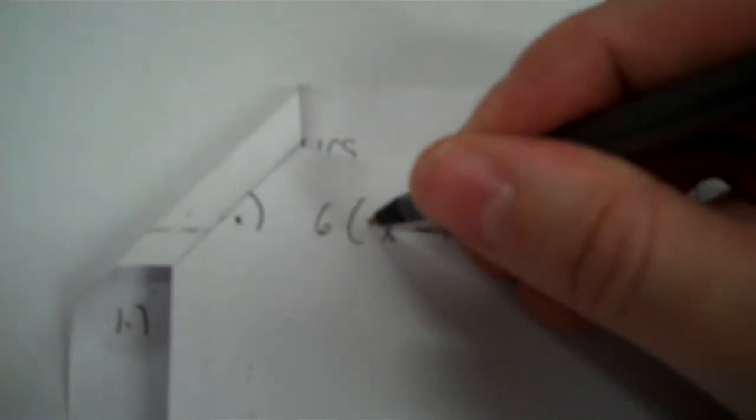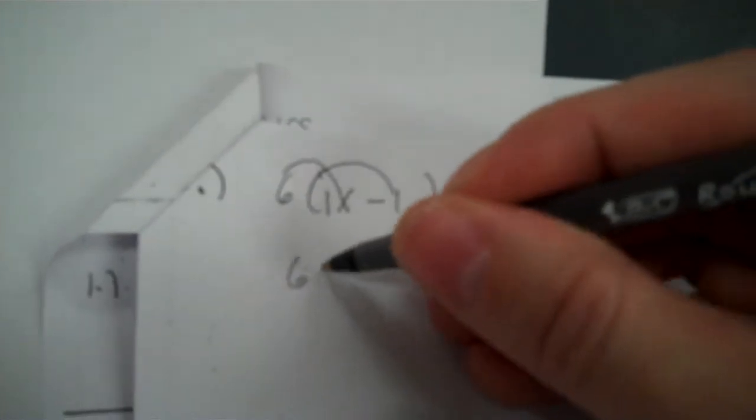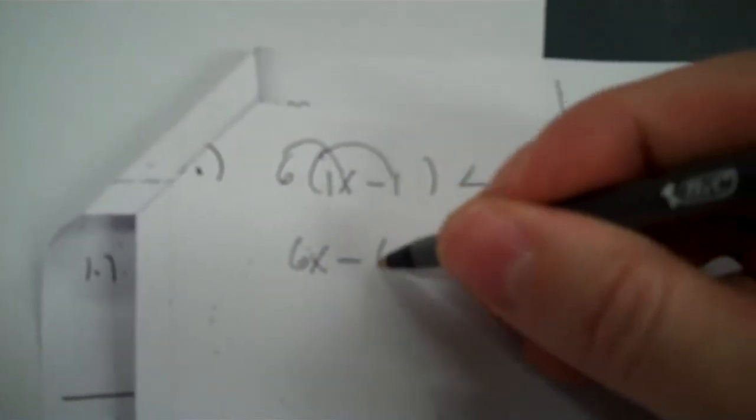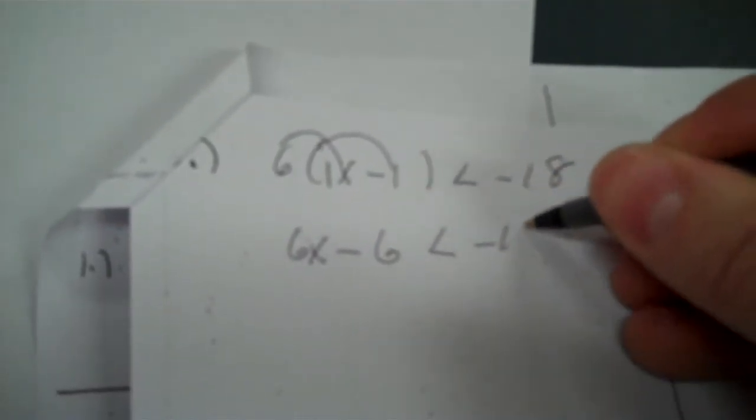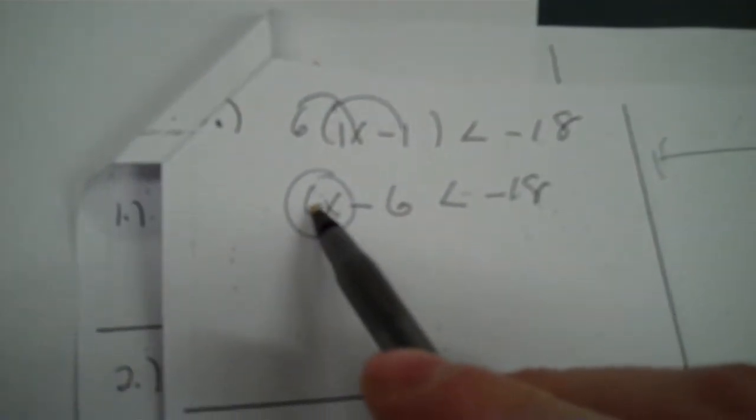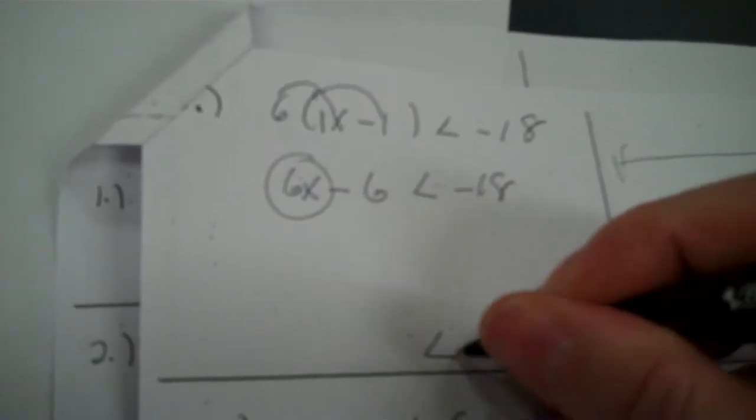Okay, keep it rolling. Number 8. Well, I don't know what I'm going to do with my sign because there's a parentheses there, so I need to apply the distributive property. So 6 times 1x is 6x minus 6 times 1 is 6, less than -18. Now I know what to do with my symbol. The multiplier is a positive 6, so the sign stays the same.